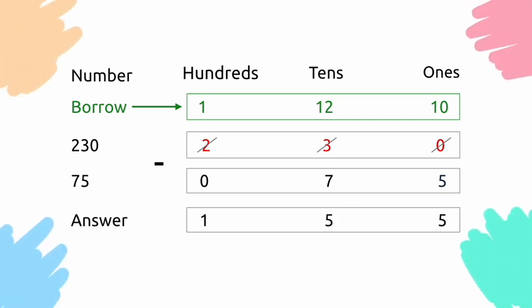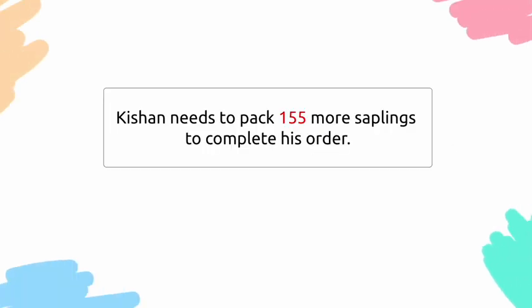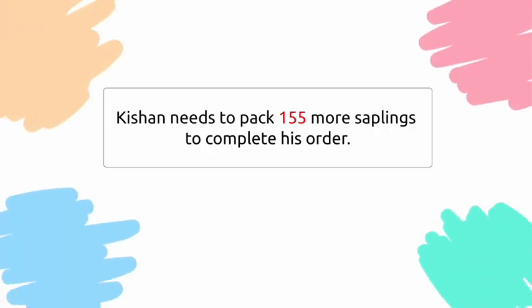Putting it all together. Now, let's put all the digits together. In the ones place, we have 5. In the tens place, we have 5. In the hundreds place, we have 1. So, 230 saplings minus 75 saplings is equal to 155 saplings. Final answer. Kishan needs to pack 155 more saplings to complete his order.